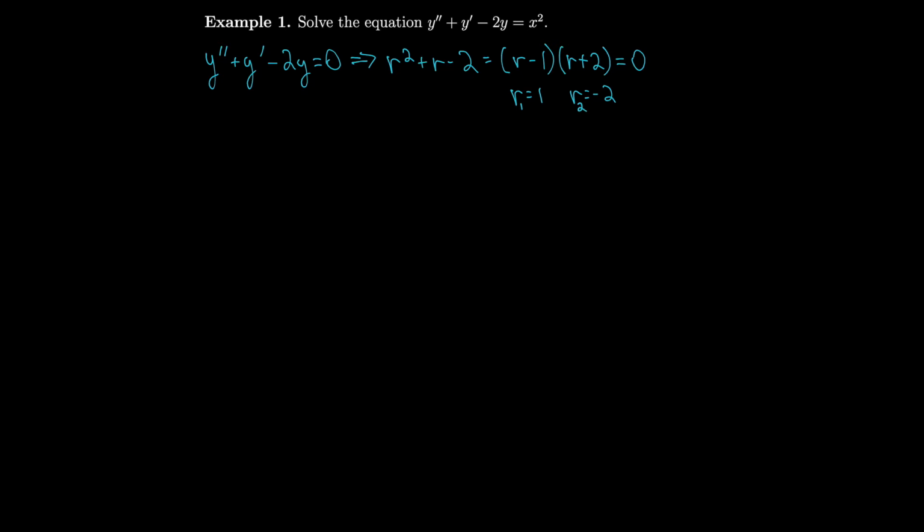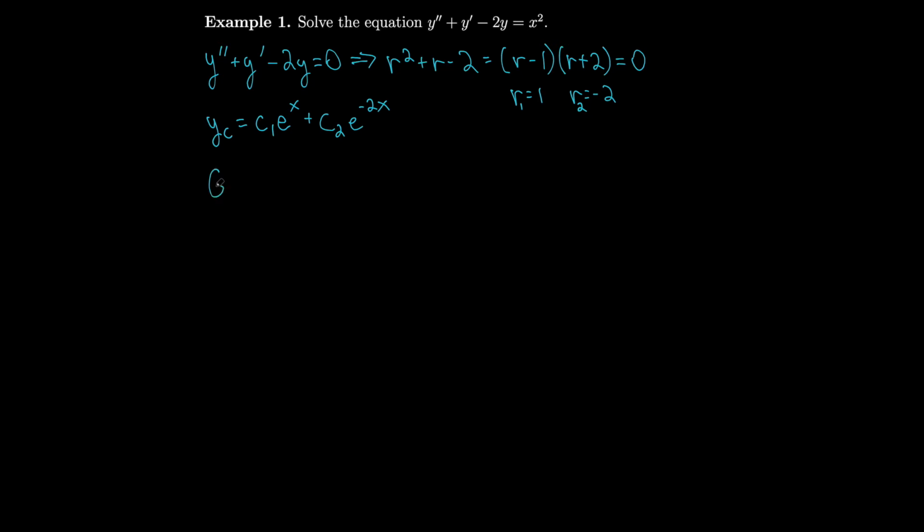And we'll end up with the complementary solution given by c1 times e to the r1x, so that's just e to the x, plus c2 times e to the r2x, so that's just e to the minus 2x. And now we need to see if we can find a particular solution.